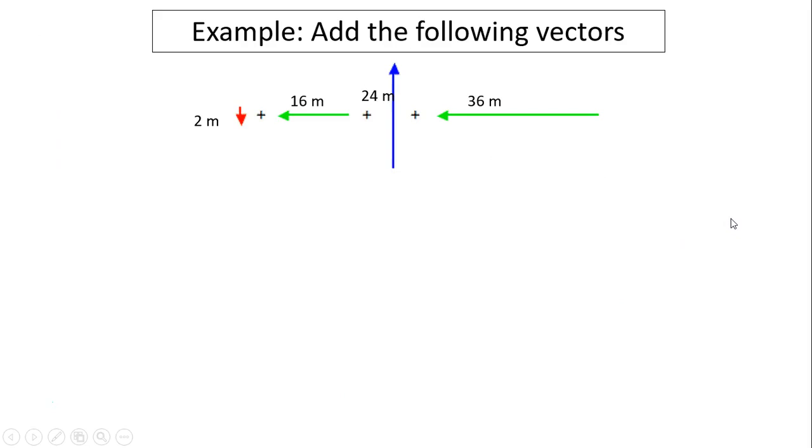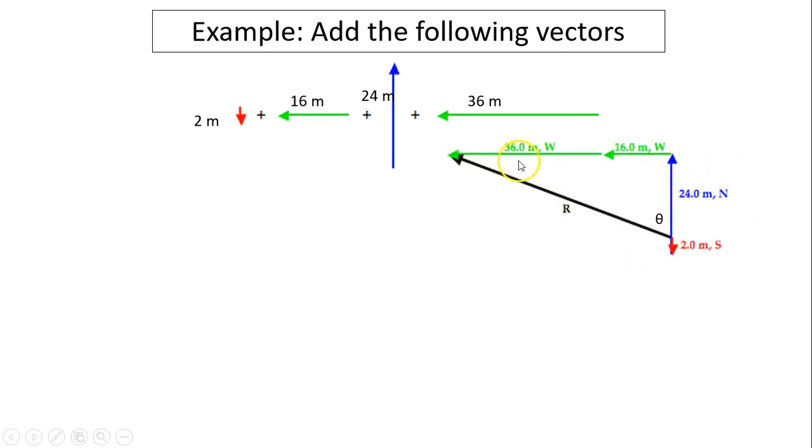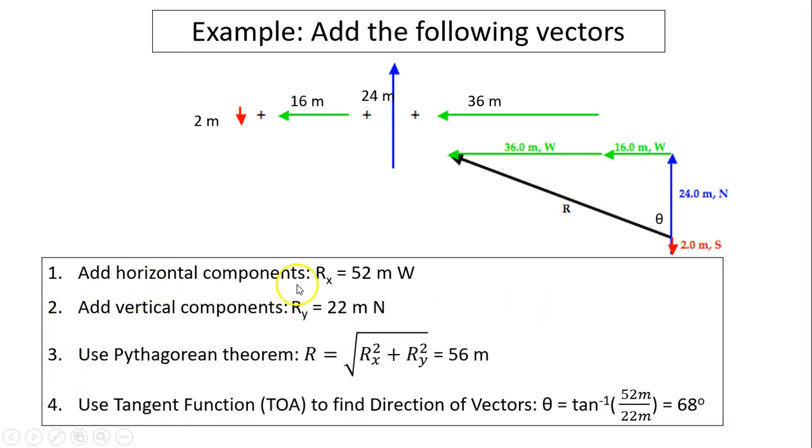Now let's take a look at this example. This has 4 vectors. Again, we add all the horizontals together and all the verticals together. Horizontally, you have 36 west plus 16 west. They're in the same direction, so you just add them together. But vertically, you have 22 meters south and 24 meters north. So the horizontal component is 52 meters west, and the vertical component is 22 meters north, because it's -22 plus 24, giving a net of 2 meters north.